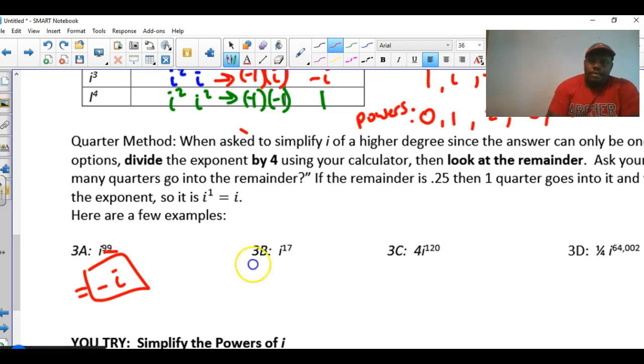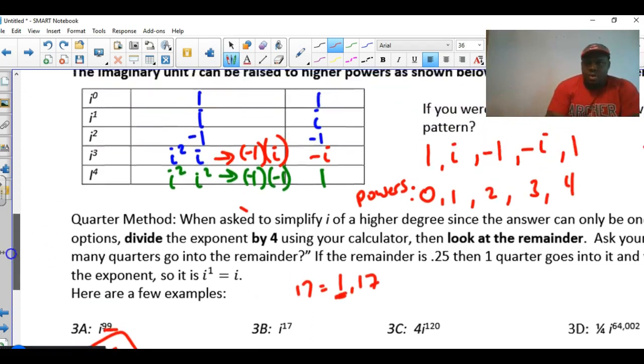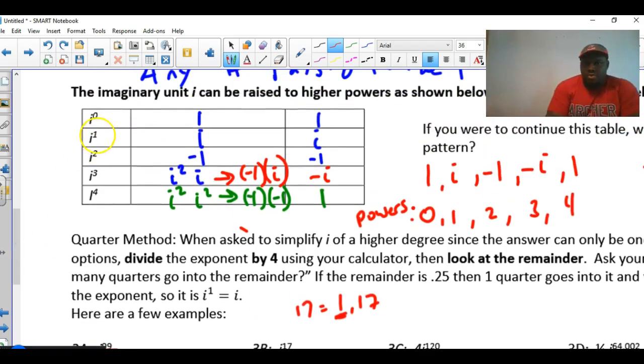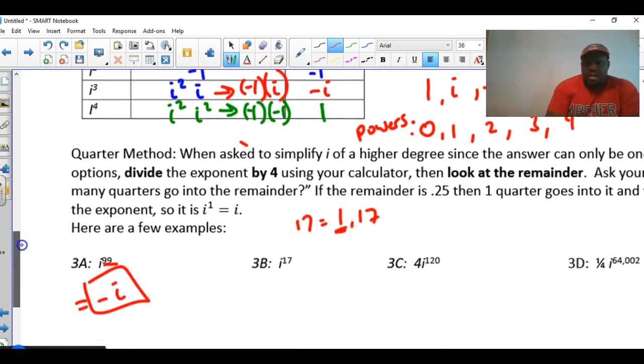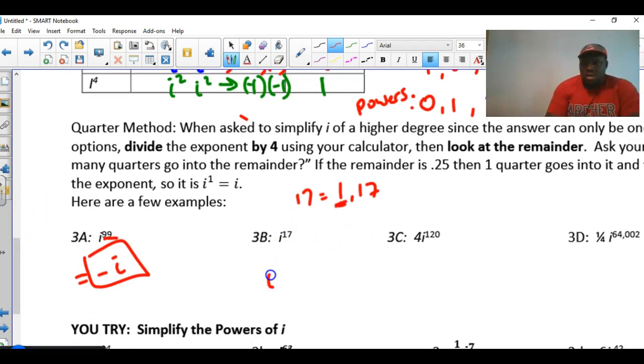Right here, i to the 17th. The only factors of 17 are 1 and 17. So the only power that I see that's in common with our chart is the first. So i to the first is i. So i to the 17th is i.